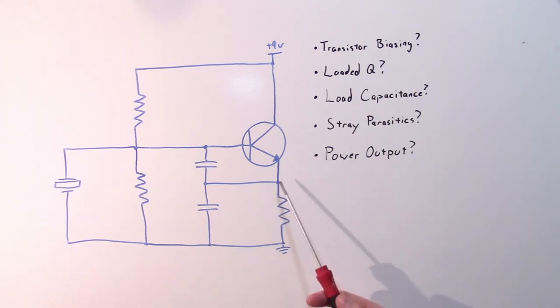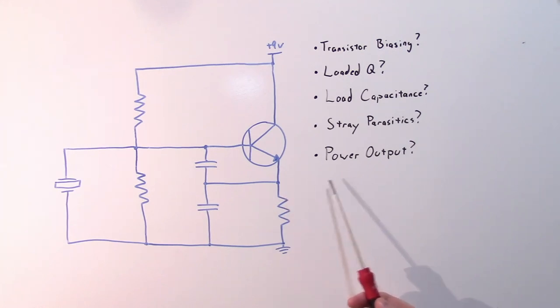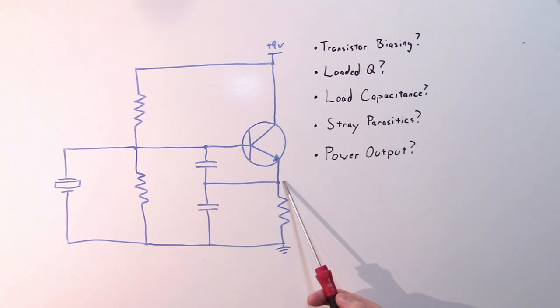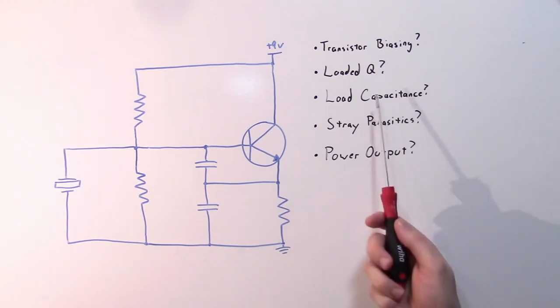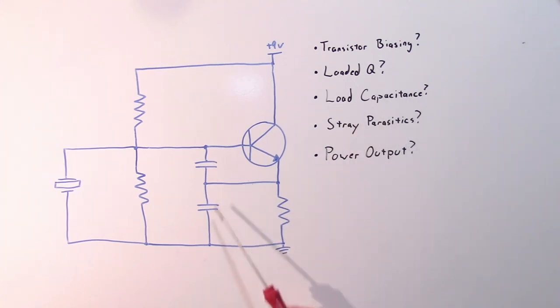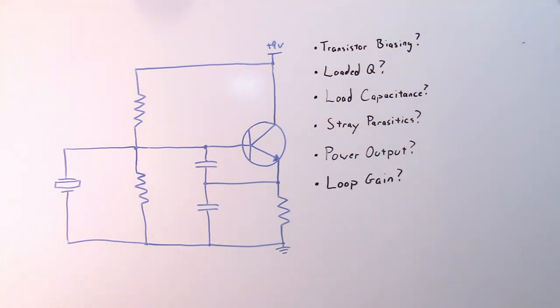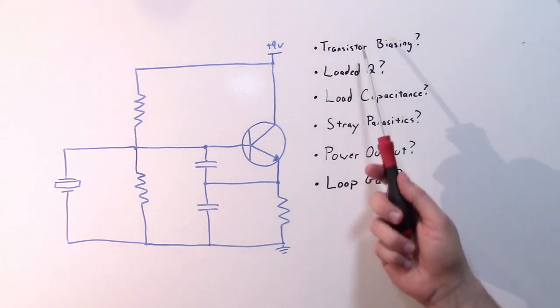Now, typically with a Colpitts oscillator, the output is taken from the emitter here because that's the lowest impedance point in the circuit, so you get the most power. But this is also directly affected by things like the selection of our C2 capacitance, because if this is a large capacitor with a low impedance, we're going to have less voltage available here at the emitter, as we've already seen. So selecting our load capacitance that we're going to place across the crystal has a direct effect on the power output. And of course, this affects loop gain as well, as does your transistor biasing.